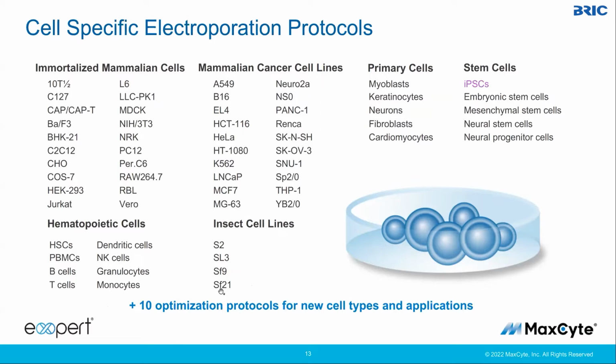So if your cell type is not on here, or we haven't worked with it before, we do have 10 general optimization protocols, optimization 1 through 10. So 1 being low energy, 10 being high energy. So if you have an unknown cell type or you're having challenges with your process, you can use these general optimization protocols to kind of get you on track.